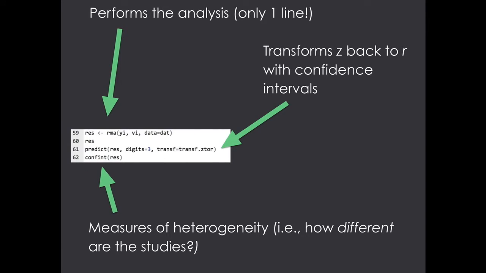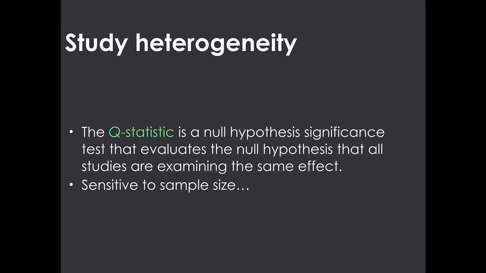For the actual analysis itself, on line 51, that's how you perform it. And then what you'll want to do is transform Fisher's Z back to Pearson's R with confidence intervals, so it's much easier to interpret. And then there's also a command to look at measures of heterogeneity. That is, how different are these studies?